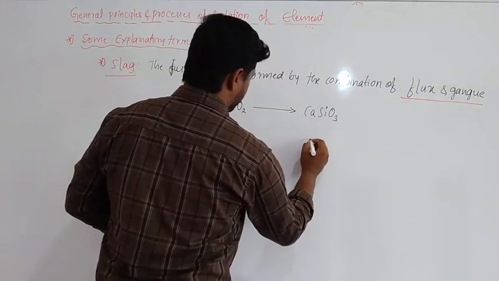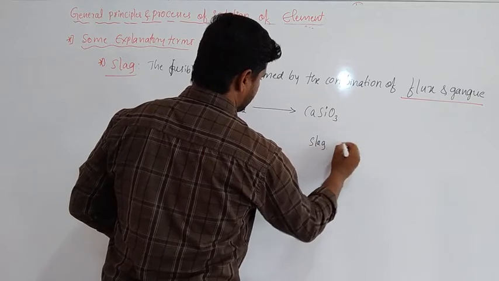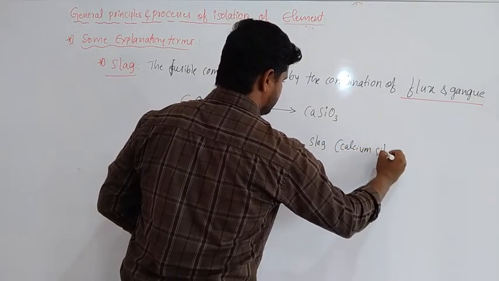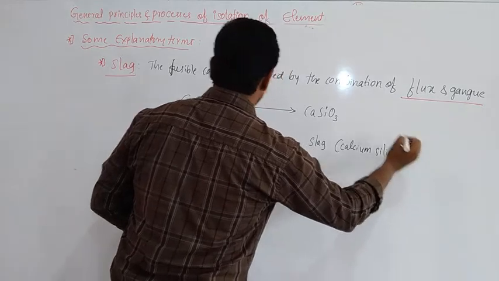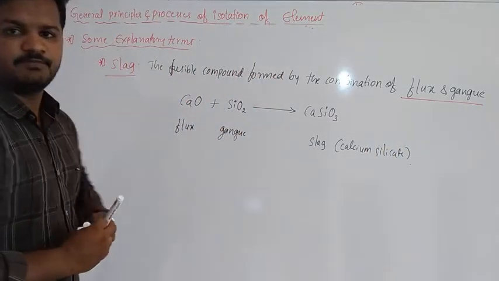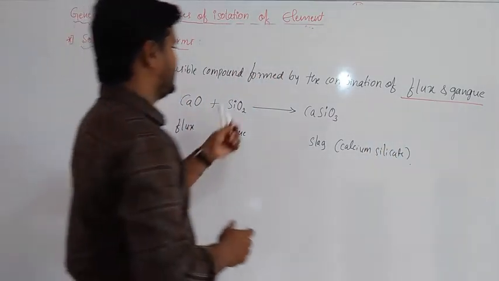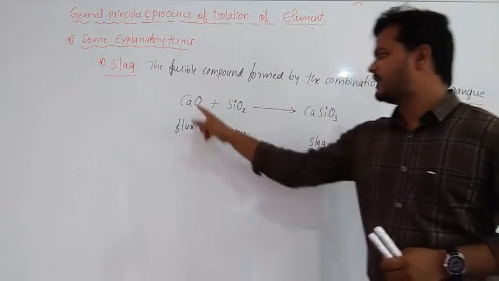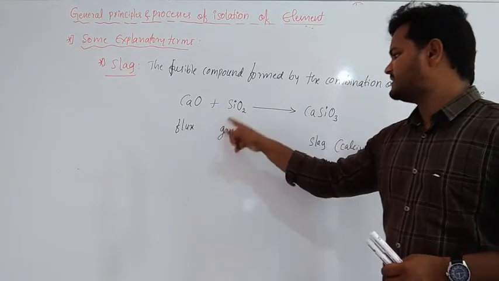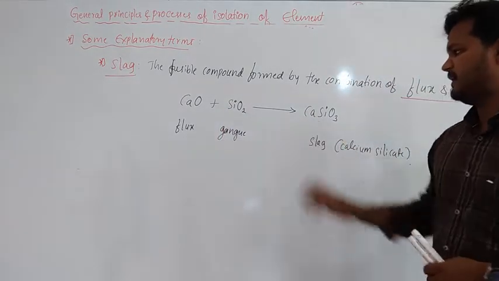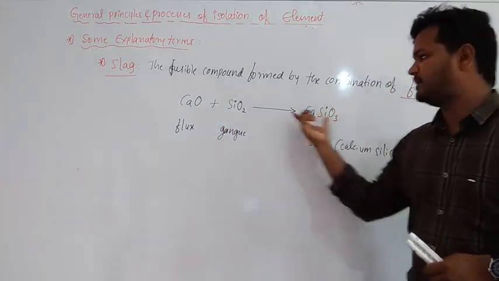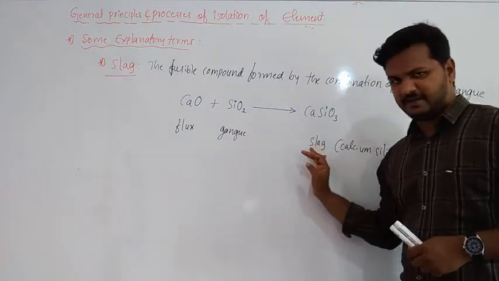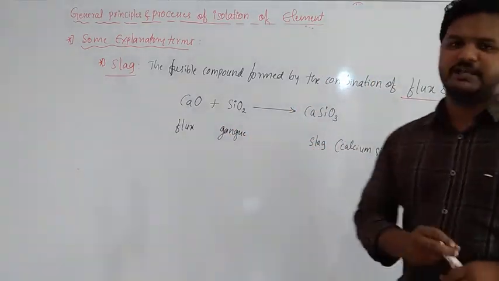Next one, it is slag, calcium silicate. So this is about the slag. The fusible compound formed by the combination of flux and gangue. Here calcium oxide is a flux and SiO2 is a gangue, and the fusible compound formed by the combination of flux and gangue is calcium silicate, that is nothing but a slag.